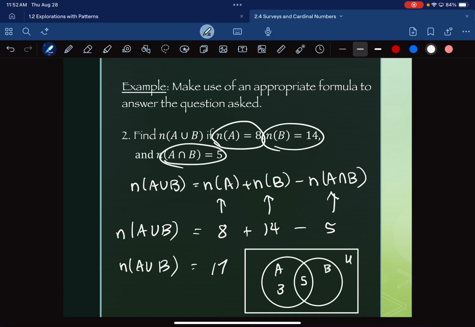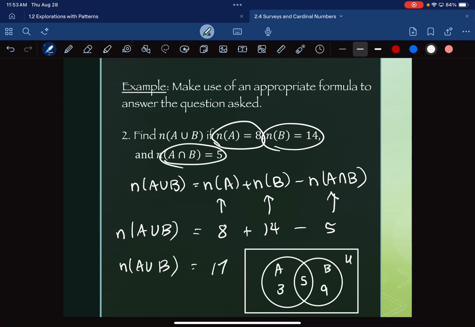Also, the circle B, the entire circle B is supposed to be 14. But 5 of them are already accounted for in the middle. There's 9 more than that I need out here, right? For us to have the 14. Now, take a second. What happens when I add 3 plus 5 plus 9? You get 17, which is exactly what it told us over here on the outside.